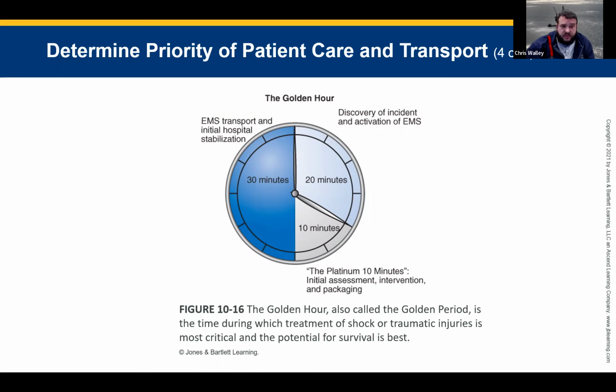Then you have 30 minutes to transport and initiate hospital stabilization. So within a 30-minute window, that's the only time you have to leave the patient's house and make it to the hospital before your golden hour is up. So it's not that long.